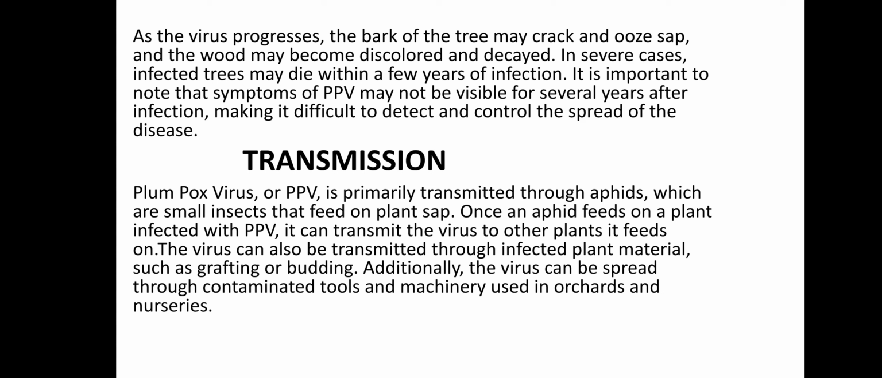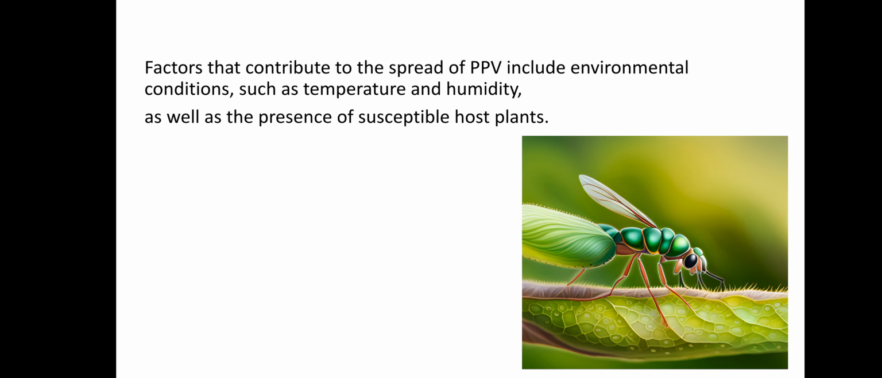Transmission: Plum pox virus is primarily transmitted through aphids, which are small insects that feed on plant sap. Once an aphid feeds on a plant infected with the plum pox virus, it can transmit the virus to the other plants it feeds on. The virus can also be transmitted through infected plant material such as grafting and budding. Additionally, the virus can be spread through contaminated tools and machinery used in orchards and nurseries. Factors that contribute to the spread of plum pox virus include environmental conditions such as temperature and humidity, as well as the presence of susceptible host plants.